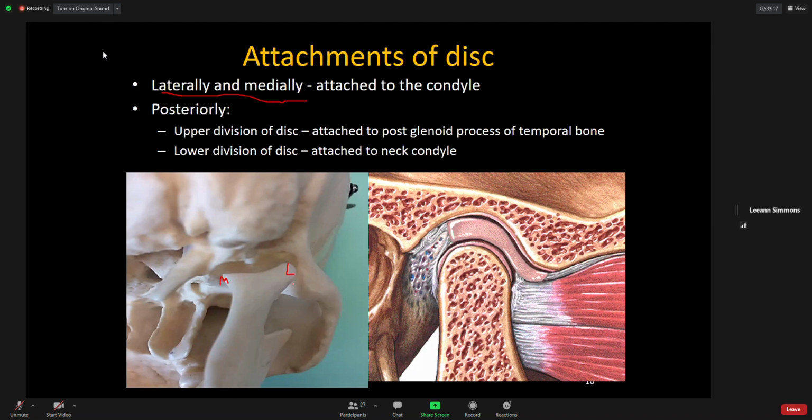In this aspect. So this is, I just think, a cool picture. All right, so medial is toward the midline over here. Here's your nasal cavity. So the upper division of the disc here, if we look at this upper region in this lateral picture, it is connected to the postglenoid process of the temporal bone. So you see this connective tissue here coming down to that postglenoid process. That's attaching the upper portion or division of the disc.